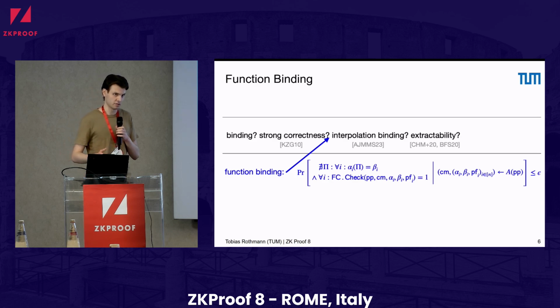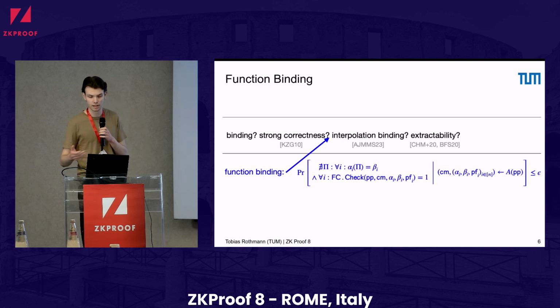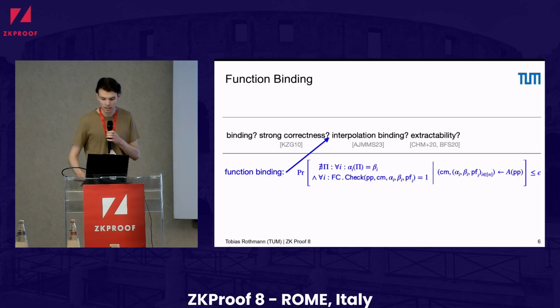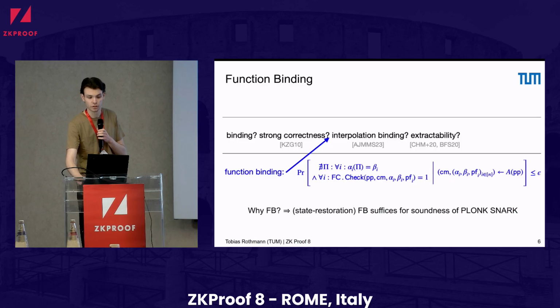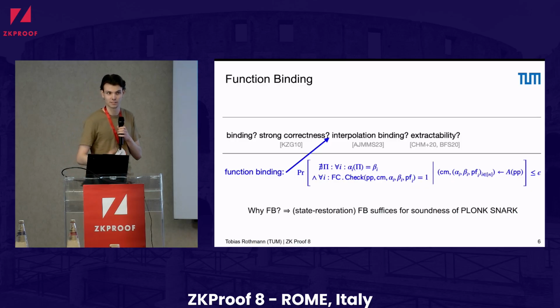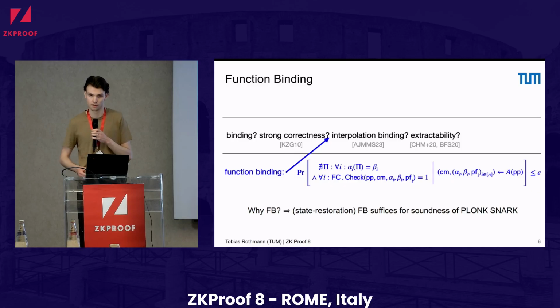So maybe you ask yourself now, okay, but why function binding if we have extractability and need that for our favorite soundness properties, for our favorite SNARKs? And that is a result from the paper mentioned earlier. Actually, you don't need extractability. Function binding suffices to, for example, prove your favorite soundness property about your favorite Plonk SNARK or whatever.